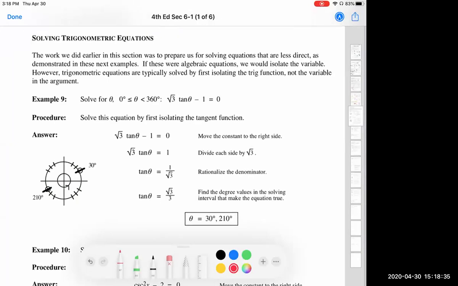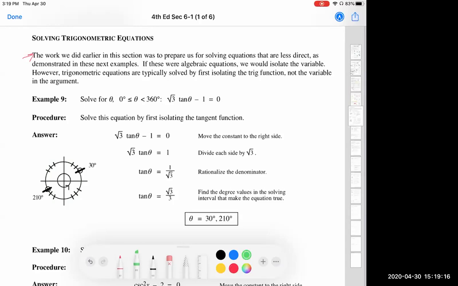Solving trigonometric equations. So here's where your factoring comes in handy. The work we did earlier in the section was to prepare us for solving equations that are less direct, as demonstrated in the next examples. If these were algebraic equations, we would isolate the variable. However, trigonometric equations are typically solved by isolating the trig function, not the variable in the argument. So in example 9, solve for theta, where theta is between 0 and 360, for square root of 3 tangent theta minus 1 equals 0.